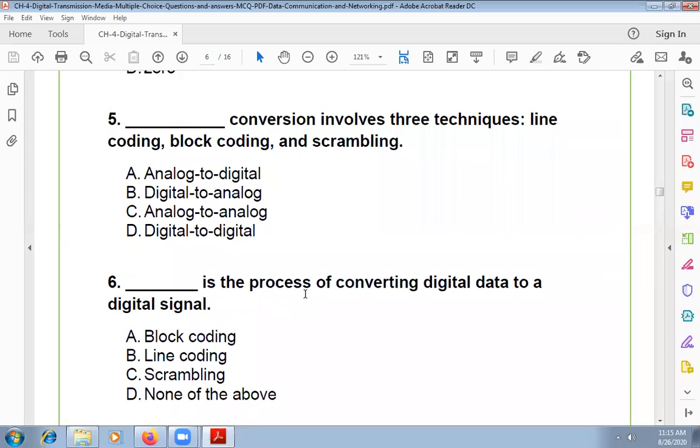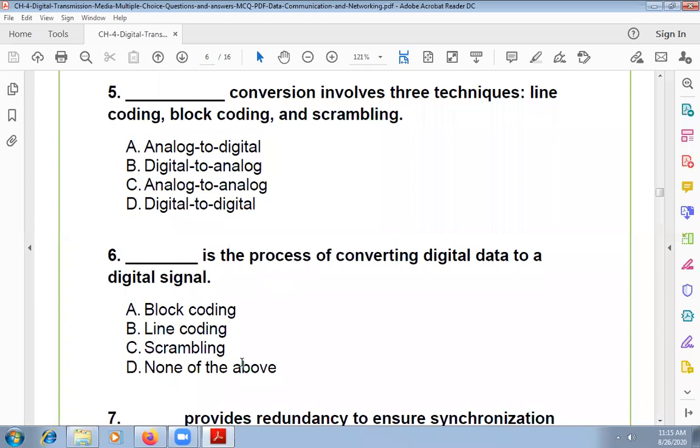Dash is the process of converting digital data to a digital signal. Analog to digital. Line coding, sir. Line coding, yes, correct. Block coding, normally what do you do? It is used for synchronization as well as error correction. Whereas scrambling is used to avoid long sequences of zeros. So that's the difference.